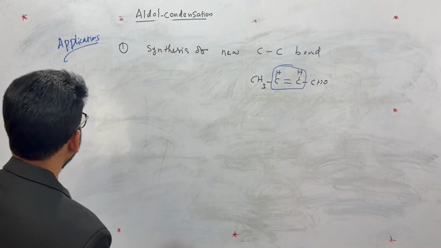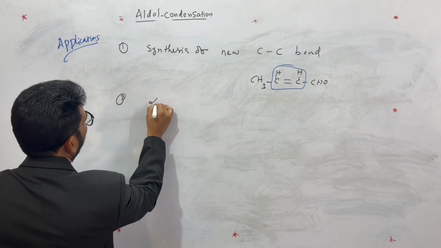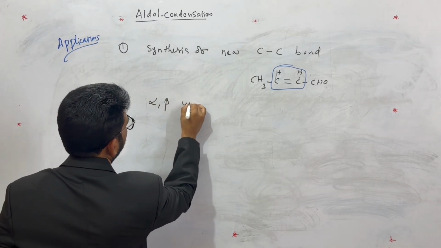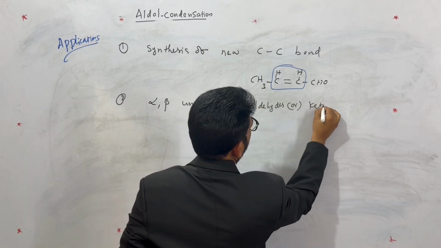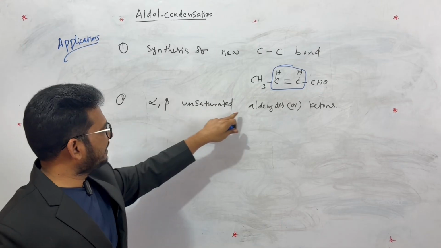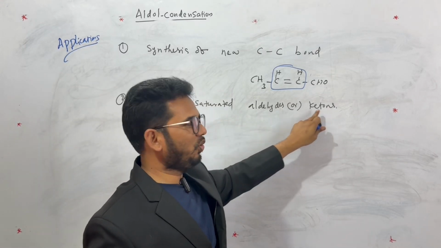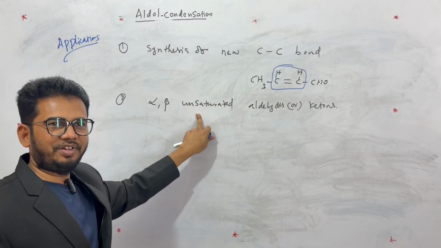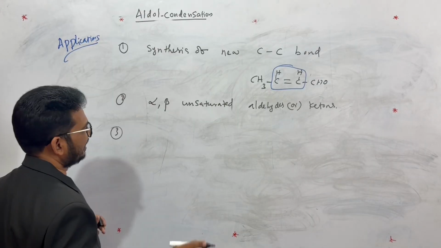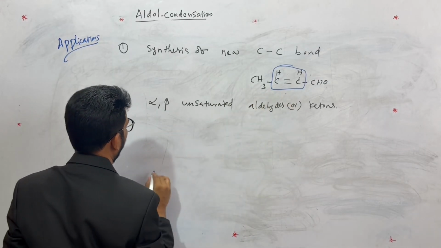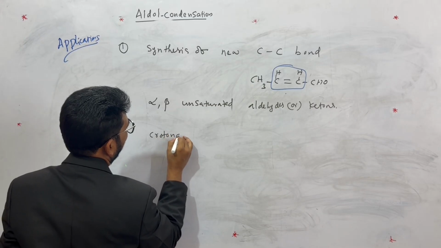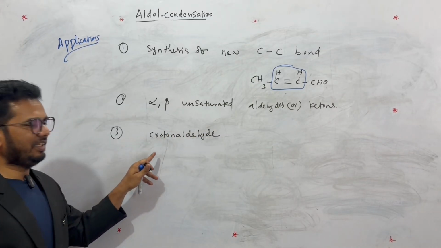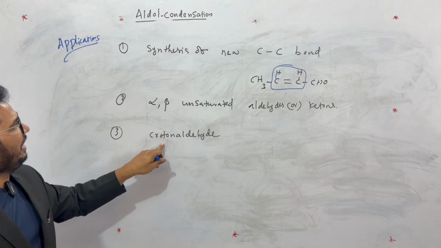The second application, as usual we know, is that this is helpful for the synthesis of alpha, beta unsaturated aldehydes and ketones, which are in unsaturated form. For that purpose also. Third one, as I told, it is helpful for the synthesis of crotonaldehyde.